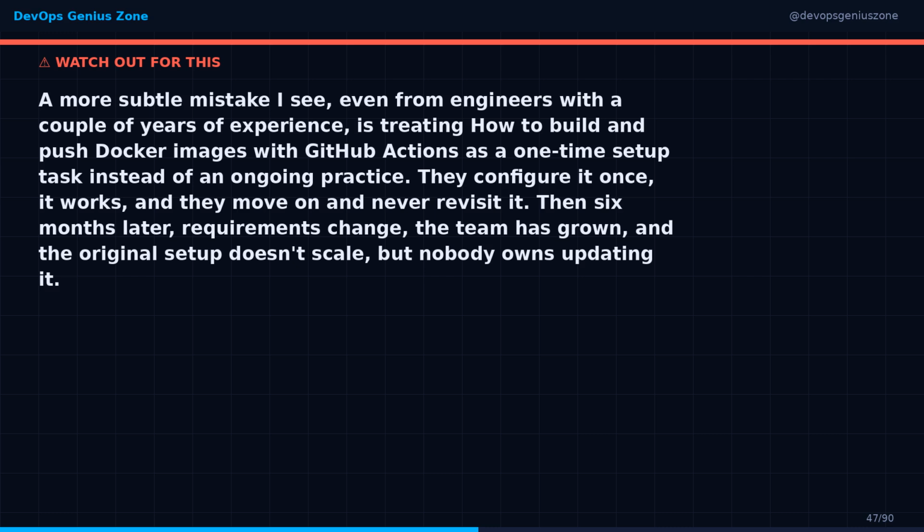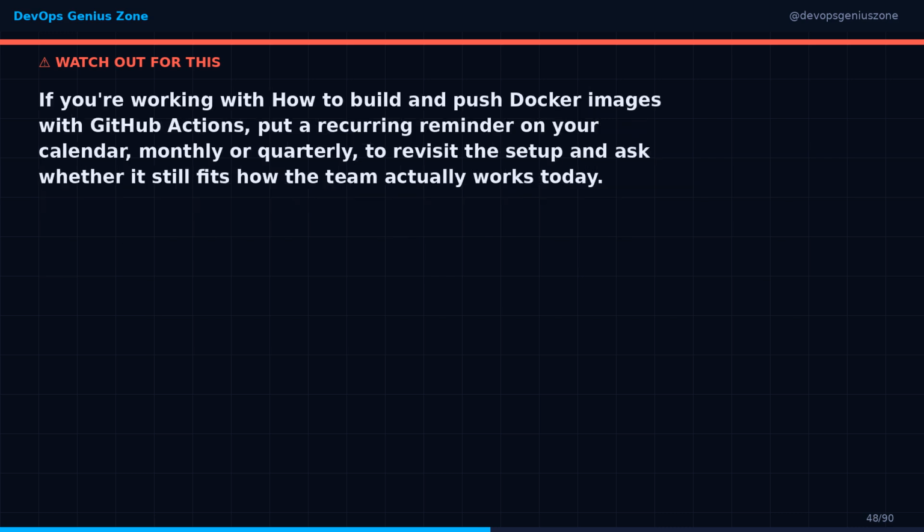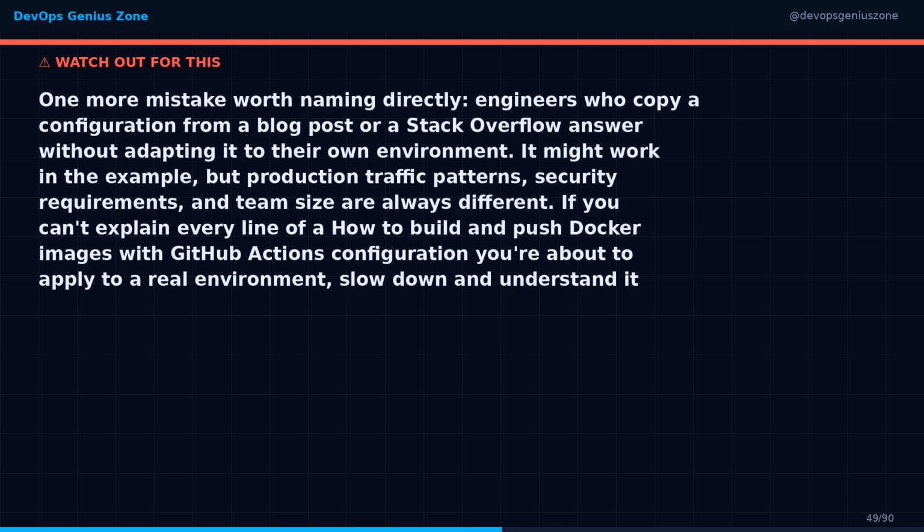One more mistake worth naming directly: engineers who copy a configuration from a blog post or a Stack Overflow answer without adapting it to their own environment. It might work in the example, but production traffic patterns, security requirements, and team size are always different. If you can't explain every line of a how to build and push Docker images with GitHub Actions configuration you're about to apply to a real environment, slow down and understand it first. That single habit will save you from more incidents than almost anything else on this list.